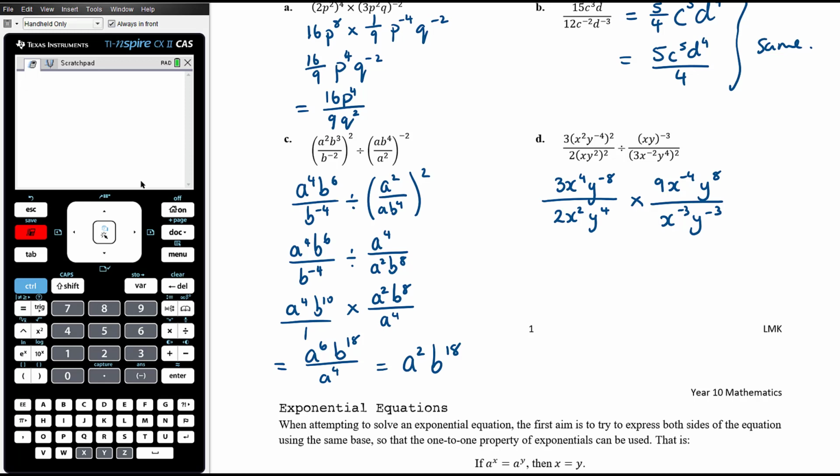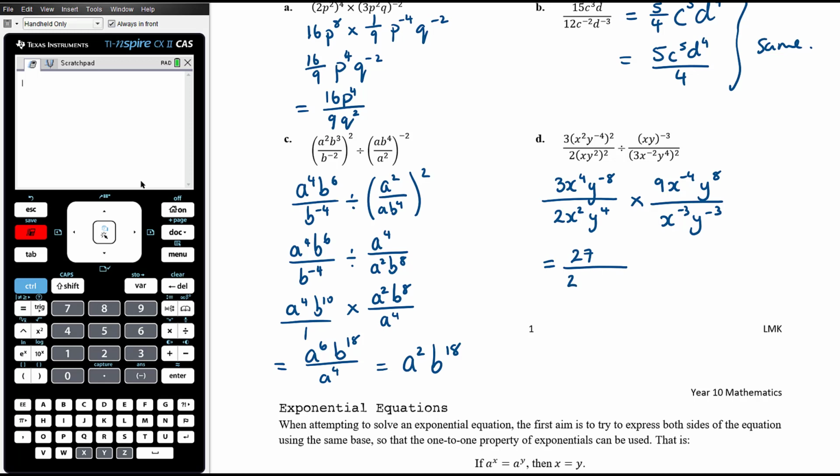Personally, I always multiply together first and then do the divisions. Again, it's just about having a process so that you don't accidentally skip steps or jumble things up. So I'm going to multiply the two fractions. So 3 times 9 is 27. x to the 4 times x to the negative 4, well, that's actually just x to the 0. Might just write that for the purpose of being able to simplify the division in a bit. y to the negative 8 times y to the 8, that's also y to the 0. Actually, I'm not going to write it. So we've just got 27 on the numerator. On the denominator, it's 2 times 1, so it's just 2.